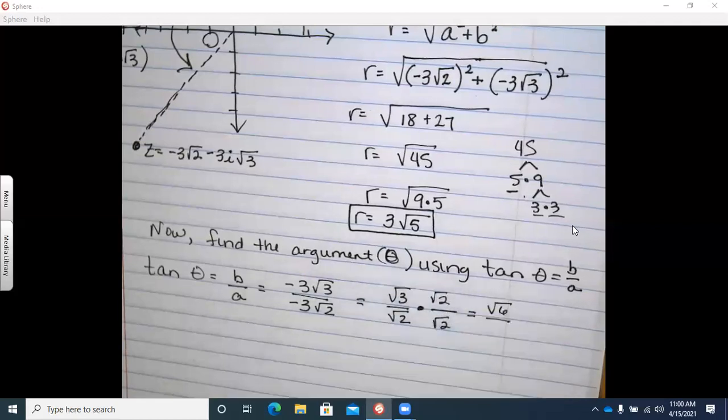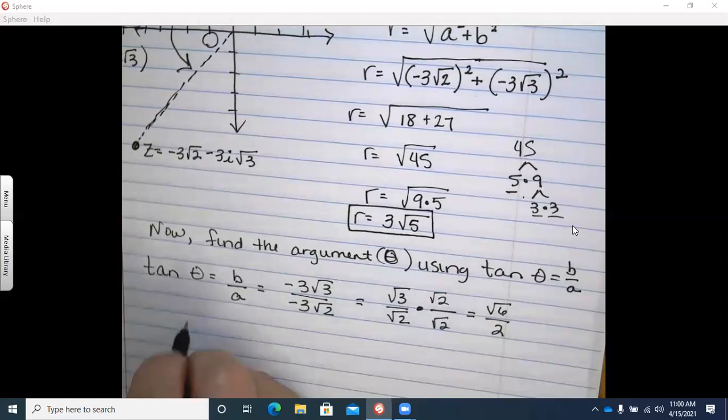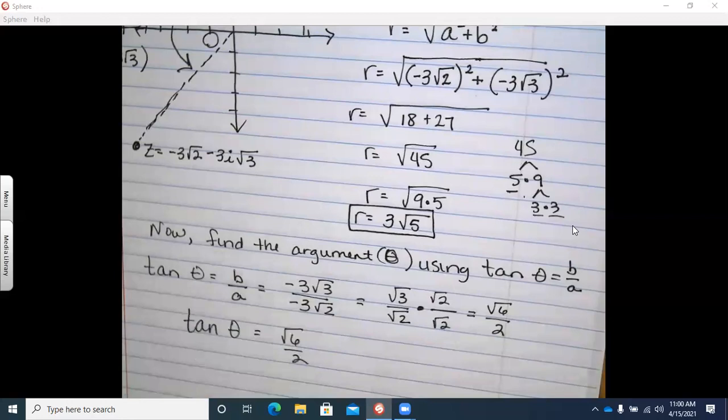Now, can I divide 6 into 2 or 2 into 6? No, because it's not 6, it's the square root of 6, right? So tangent of theta equals the square root of 6 over 2. Well, I don't remember that being a common tangent on a unit circle. Do y'all? No. So let's just use our calculator.